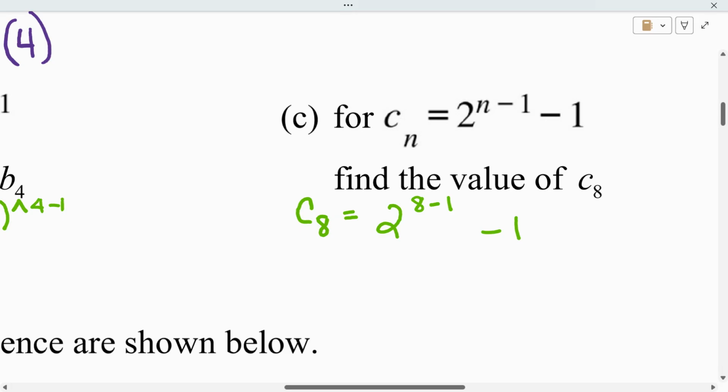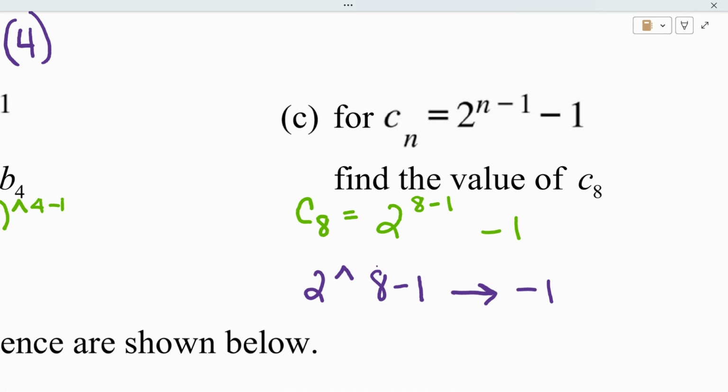So here are your calculator buttons. You're going to do 2 caret, and you're going to do 8 minus 1, and then you have to use the right arrow to drop back out of the exponent, and then do minus 1 again. Let's see. 32, 64, 128. It should be 256 minus 1. I think it's 251.